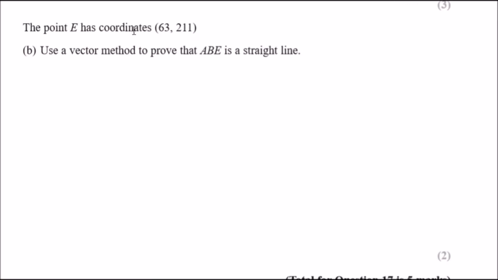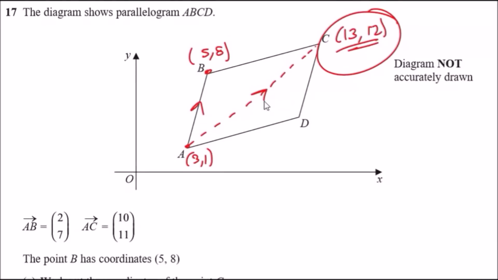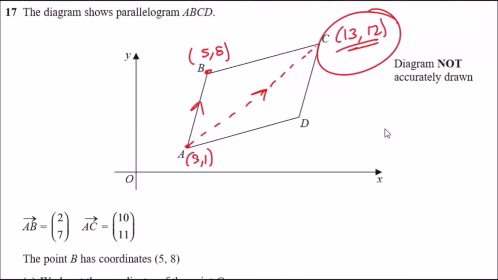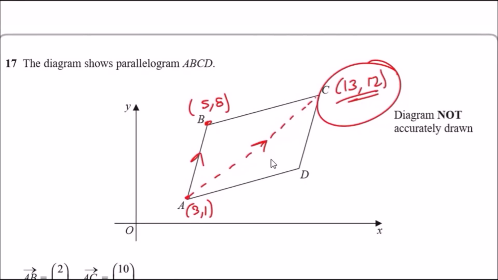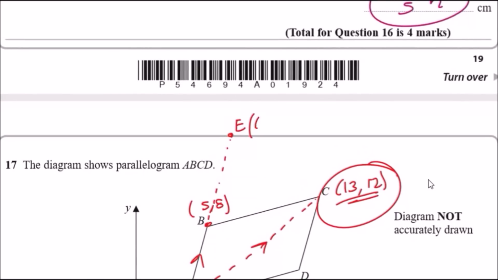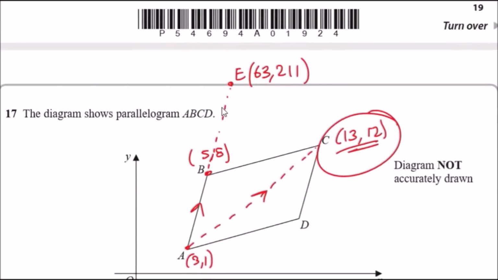So the point E has coordinates 63, 211. Okay, so point E so far, guys, is not on this diagram, yeah? Now, use a vector method to prove that the line ABE is a straight line. So, in other words, it's telling us that if we extend this line AB all the way to some future point, I don't know, E here, yeah, which was what? 63, 211. Let's write that down. 63, 211. We need to show that we can make a straight line.